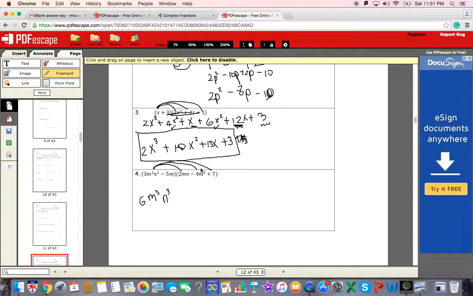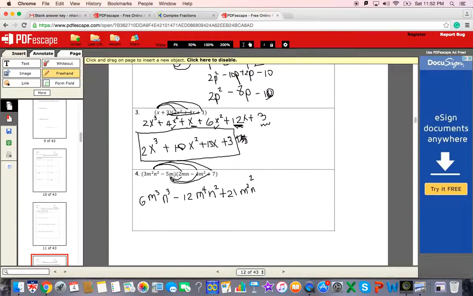Taking this and now multiplying it by negative 4m squared, we get minus 12m to the fourth n squared. And taking that and multiplying it by our 7, we get plus 21m squared n squared. All right, looking good. That squared is way up there, but it should be down here, and that is okay. All right, so now we can go ahead and multiply this by this, and that, and that. We're taking that 5 and we're multiplying it by everything.